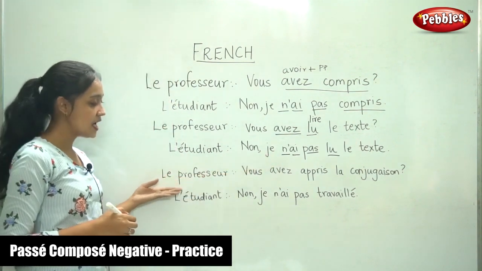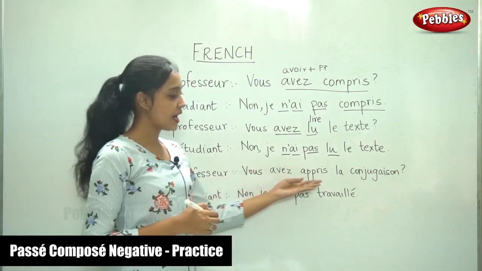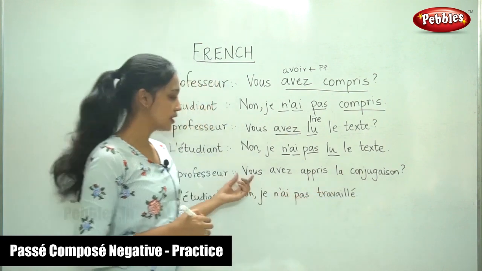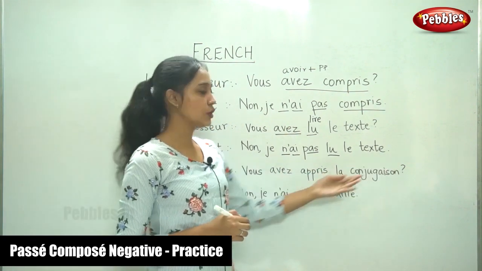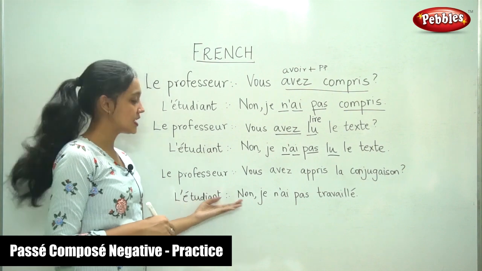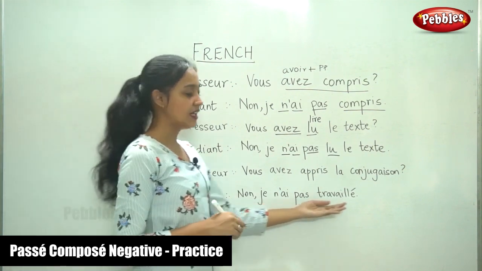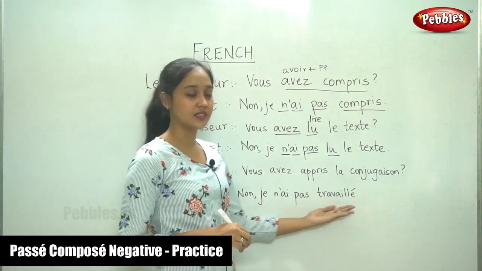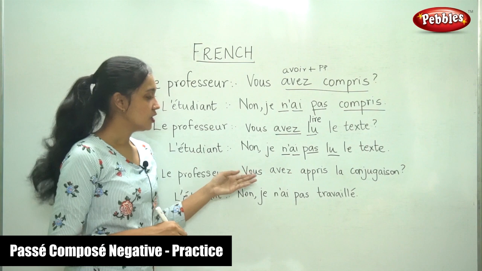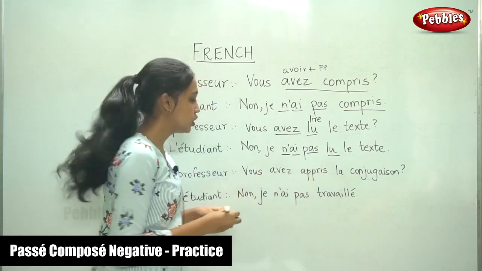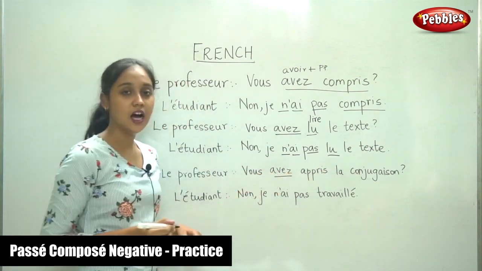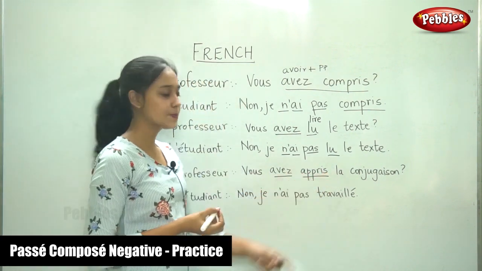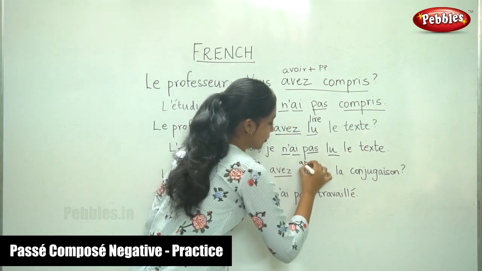Moving on to the next, le professeur. Vous avez appris la conjugation? You have learnt the conjugation. Here the student says, non, je n'ai pas travaillé. No, I did not do. I have not worked. I did not work. Vous avez appris la conjugation? This is avoir plus the past participle. This is the past participle of the verb apprendre.